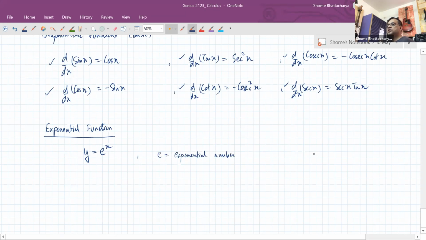What kind of number is e? Constant, no? Yeah, e is a constant, but do you know what the value is? 2.71. It is an irrational number. Its approximate value is 2.71, but e is actually an irrational number like pi, so it means it's a non-recurring, non-terminating decimal.